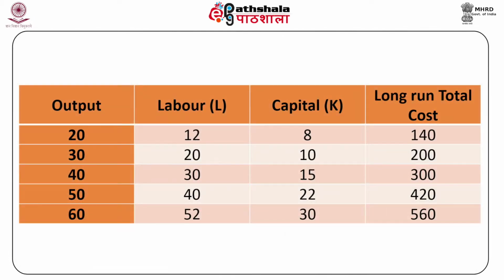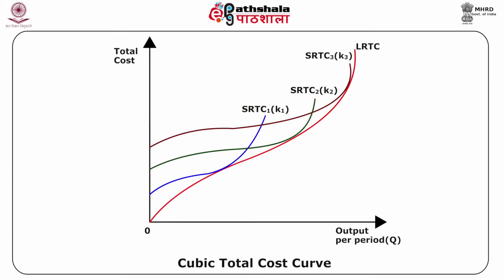Table 1 shows long run total cost of production for each output level using the least cost combination of the two variable inputs, labor L and capital K. As you can see in Table 1, long run total cost with least cost combination of inputs is given column-wise: output, then labor, then capital, and the least cost long run total cost. The long run total cost LRTC curve is derived from many short run total cost curves.